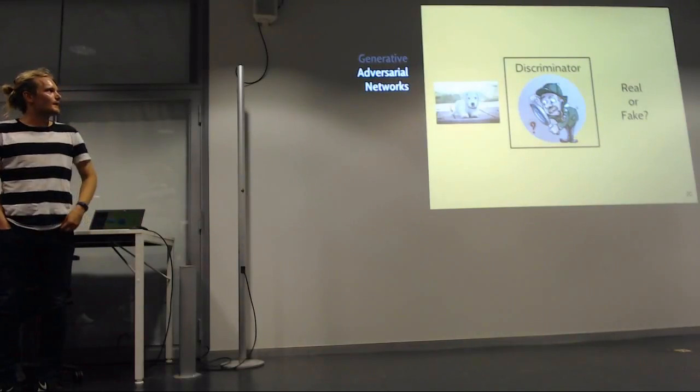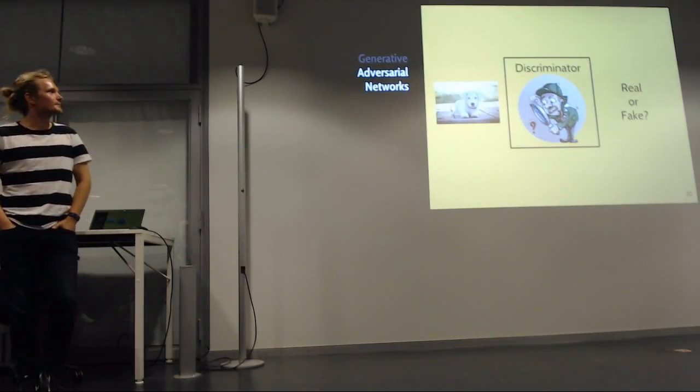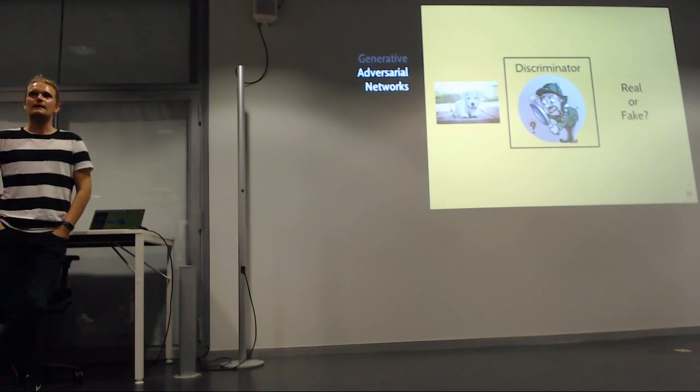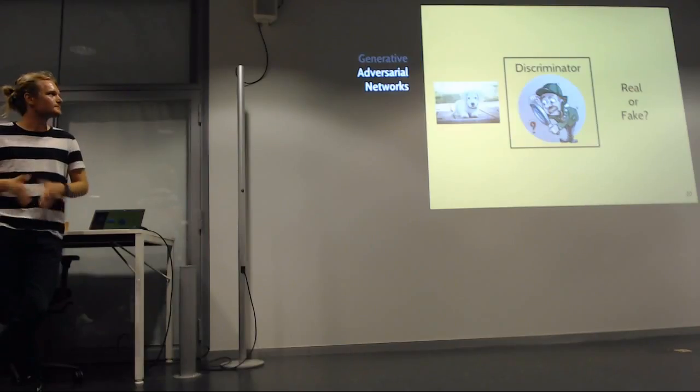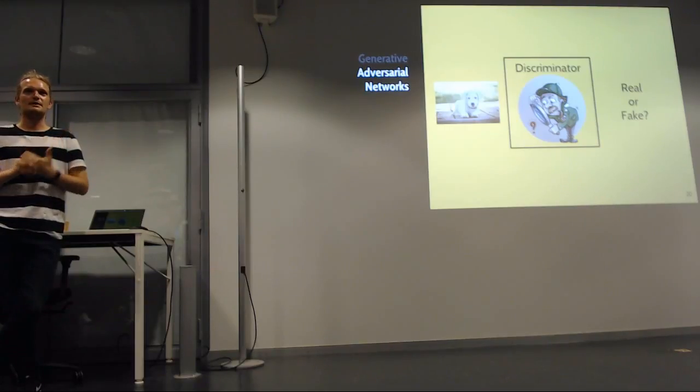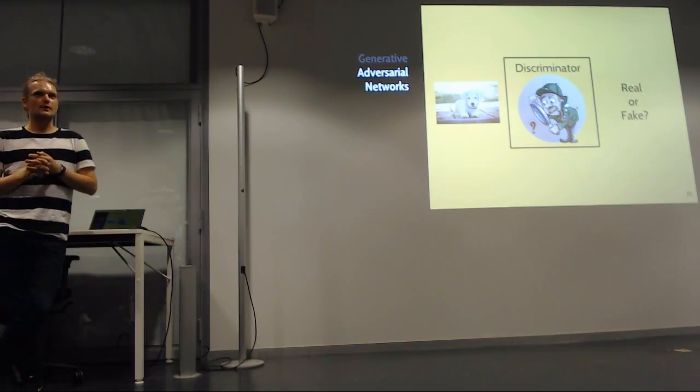Then we have the adversarial part in the network. The second part is usually called the discriminator. The whole purpose of this part in the model is to detect whether a given sample, in this case a picture of a dog, is real or fake.